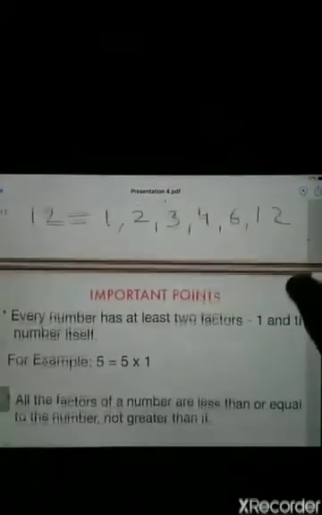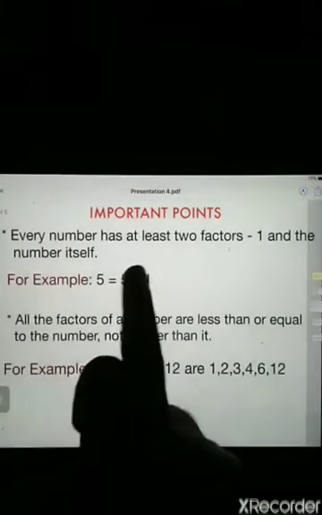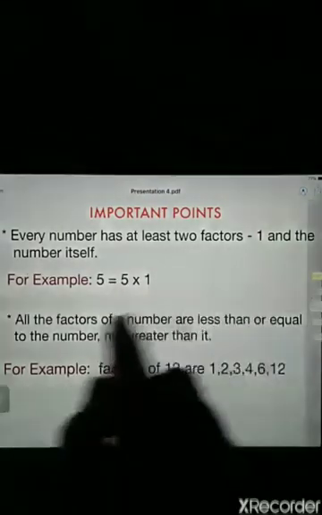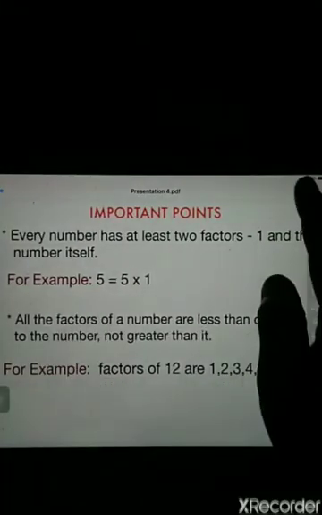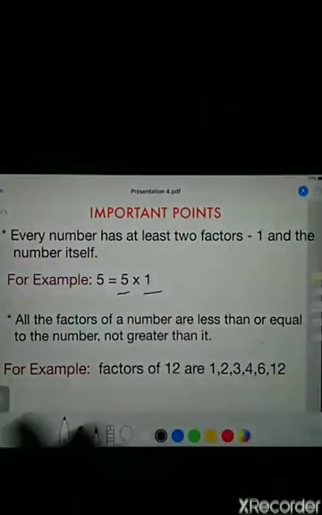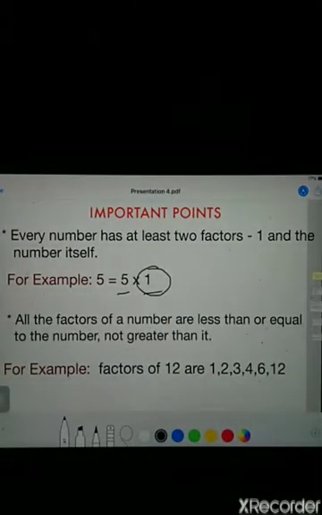Now let's learn important points about factors. Every number has at least two factors, 1 and the number itself. Every number has two factors, for example 5. The factors of 5 are 5 and 1. And 1 is a factor of every number.